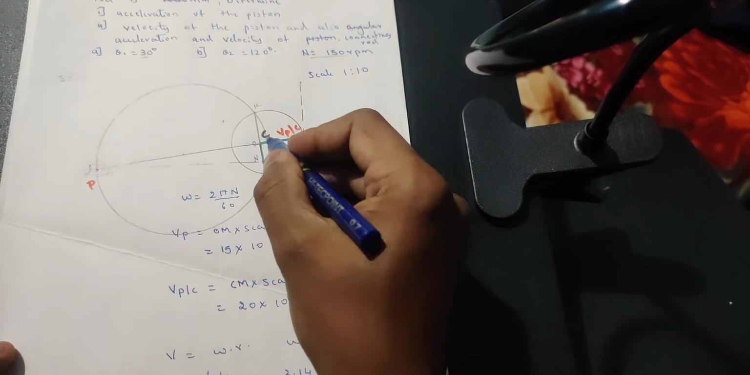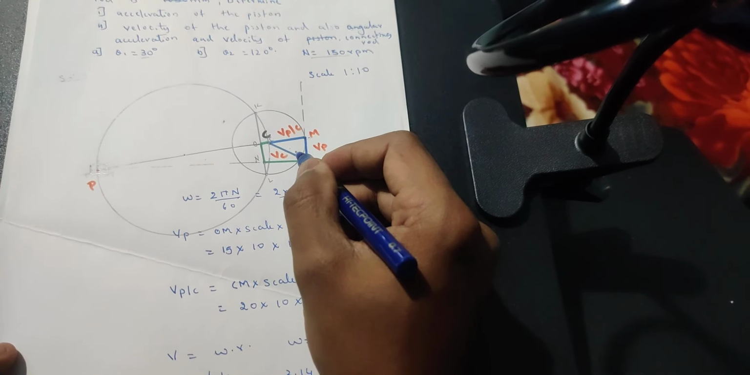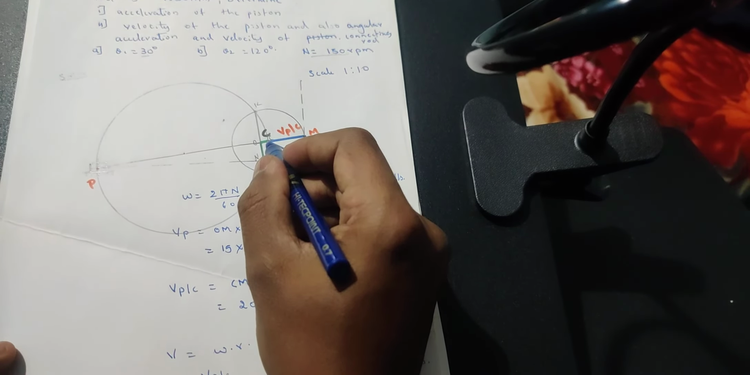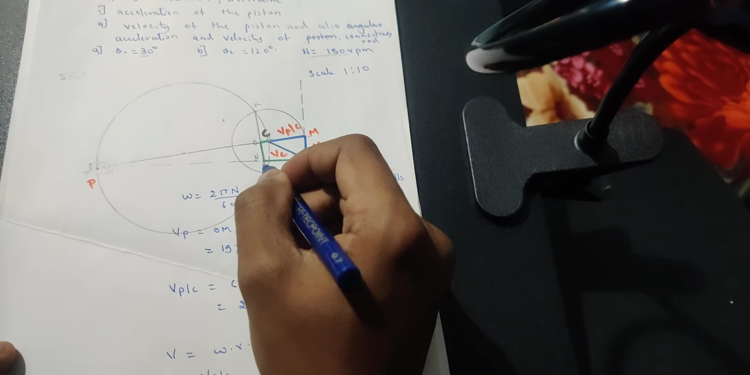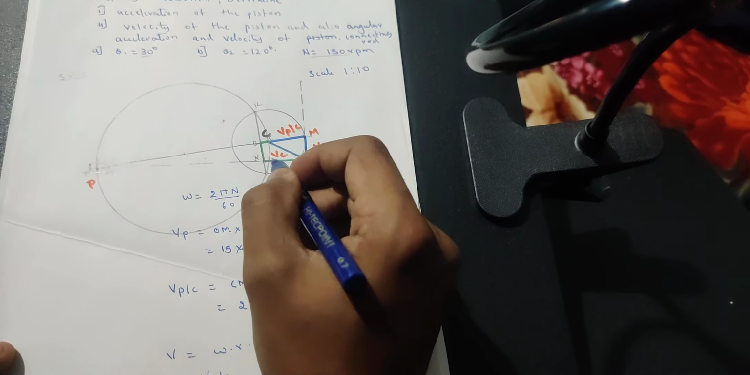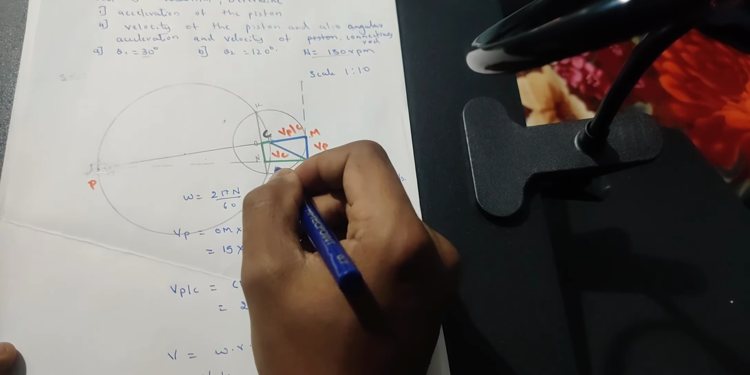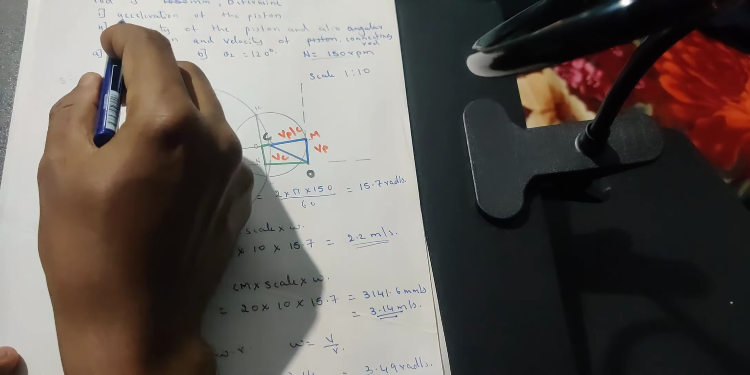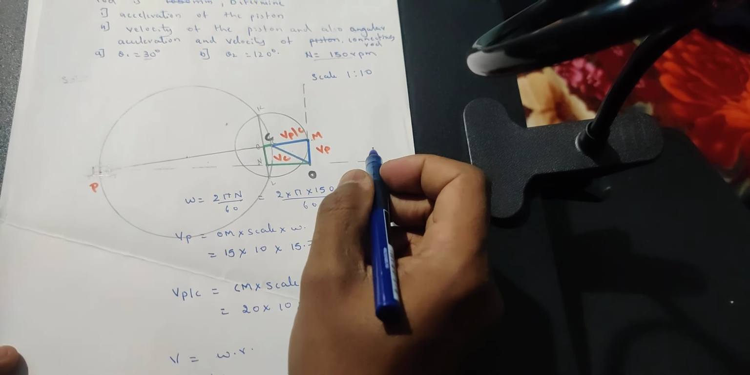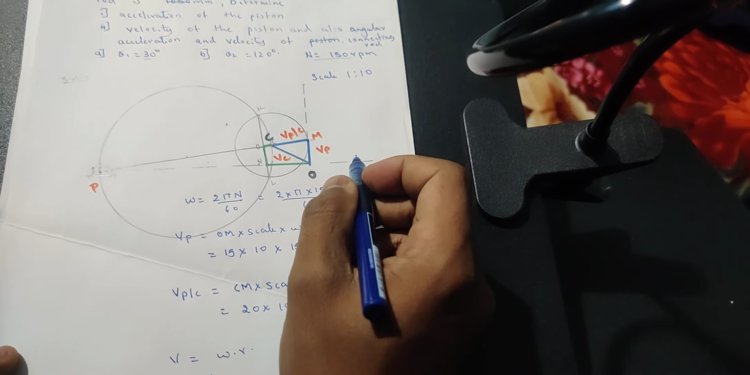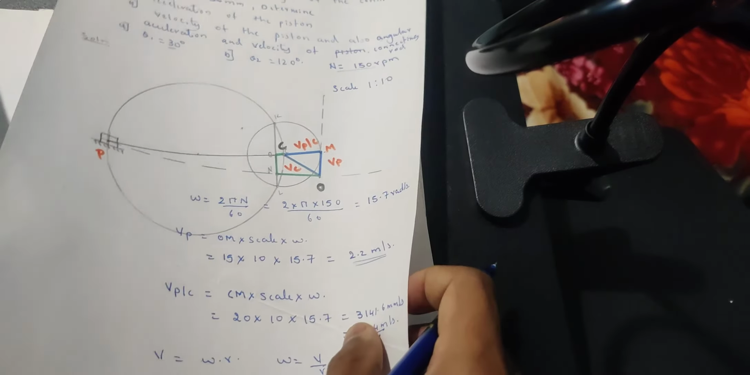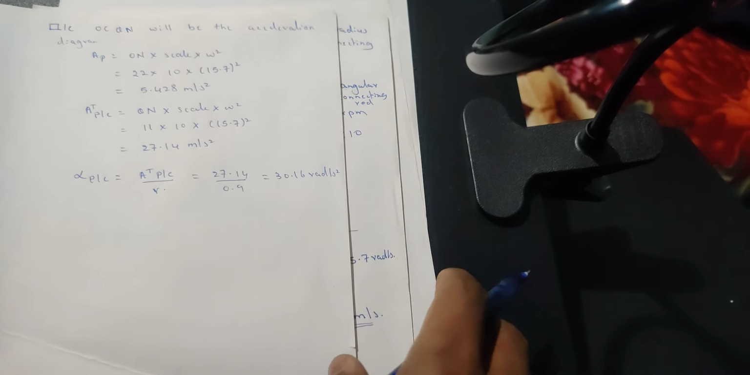Where OC will be giving you the centripetal acceleration of the crank, QC will be giving you the centripetal acceleration of the connecting rod, QN will be giving you the tangential acceleration of the connecting rod, and NO will be giving you the acceleration of the slider. As they have asked for the acceleration of the slider or piston, I will be taking this distance NO into scale into omega square. If you do it, we will be able to find the value of acceleration, which we have done here.